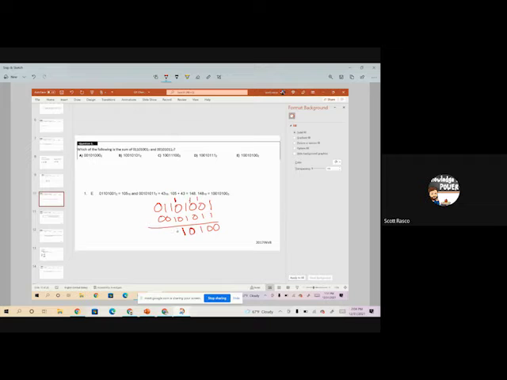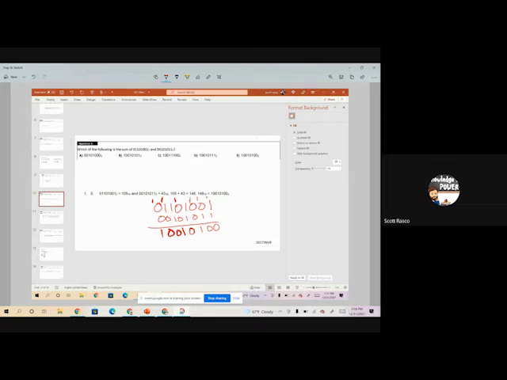1 plus 1 is going to give us a 0. We're going to roll over. 1 plus 1 is going to give us a 0. We're going to roll over, and then that one just comes straight down. So the final answer, just like they have here, is 1, 0, 0, 1, 0, 1, 0, 0. And you'll notice that they tell us in decimal form that's 148.